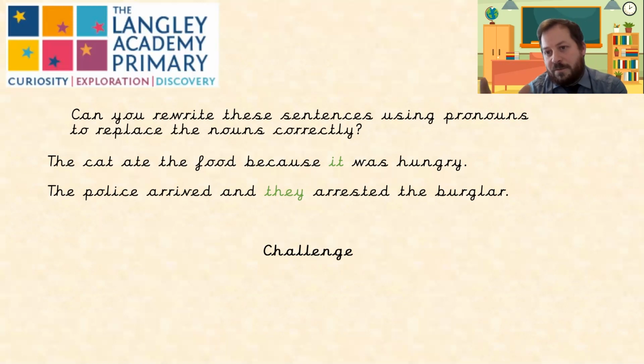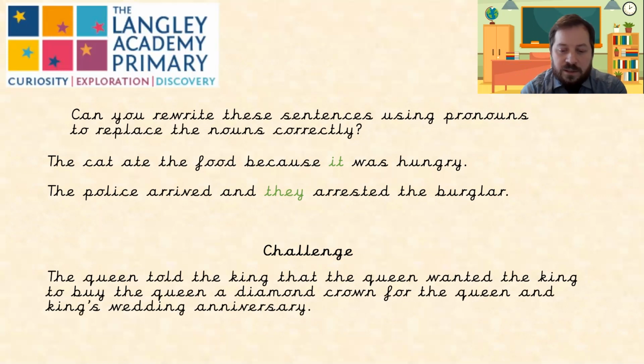Now I've got a challenge for you. I'll read the sentence for you, and then you're going to look through and see whether you can change any of the nouns to pronouns. So here's our sentence. The Queen told the King that the Queen wanted the King to buy the Queen a diamond crown for the Queen and the King's wedding anniversary. It gets confusing because of the repetition of the words. So see if you can fix it. Pause now and have a go.